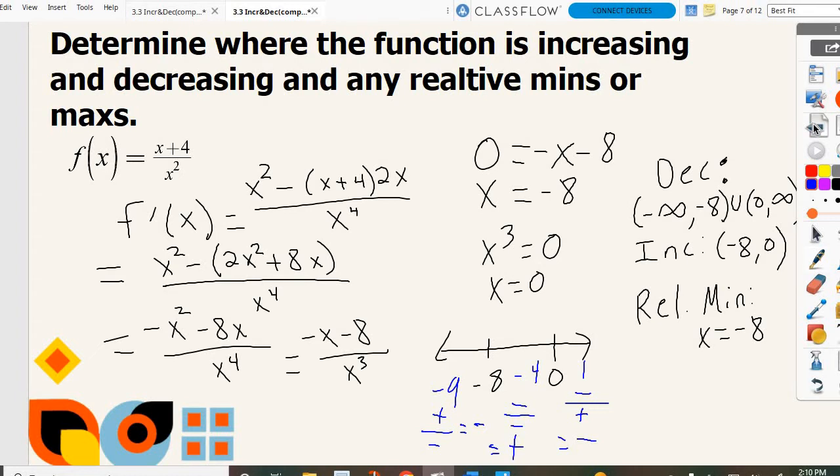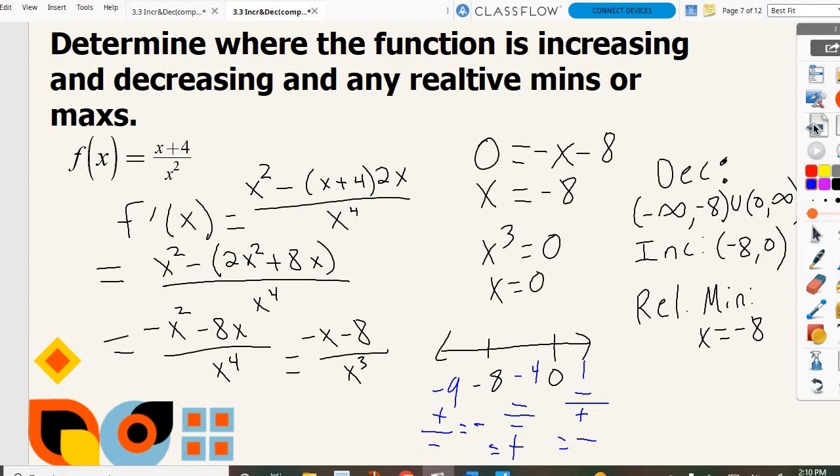Okay, it goes from positive to negative at 0. However, 0 is not included in my original domain, so it can't be a relative min or maximum. Like the one we had yesterday: even though I had 2 points, the only one that was a relative min was -8, because 0 wasn't a part of my original x values that it could be. Does that make sense? Yes.